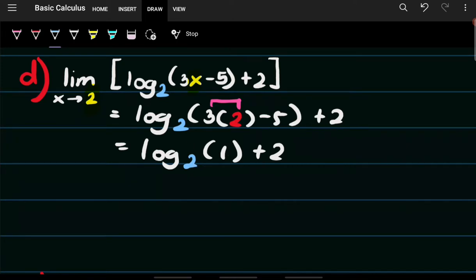So what's the value again of logarithm of 1 base 2? Again, if the number is equal to 1, meaning the logarithm is equal to 0. So this will give us 0, and then copy the remaining term, plus 2. Since we have separate terms, let's solve them separately. So the answer is equal to 0 plus 2, the final answer is equal to 2.